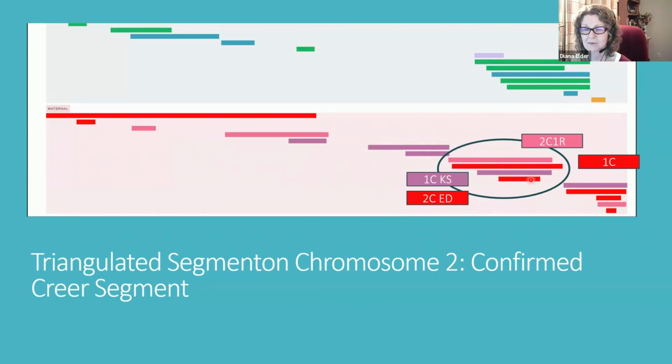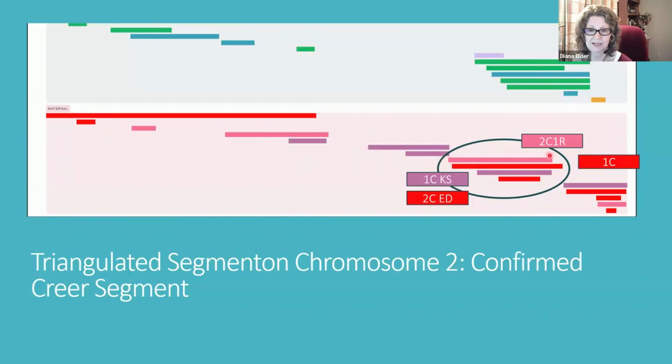It also matches up with a couple other cousins. So here in purple is cousin KS, and here's cousin Ed. And then over here, I have another first cousin on this line. And then I have a second cousin once removed. So this is an interesting match right here, this cousin.